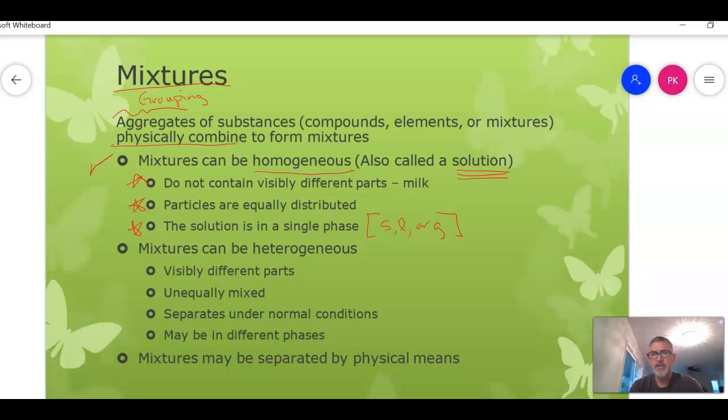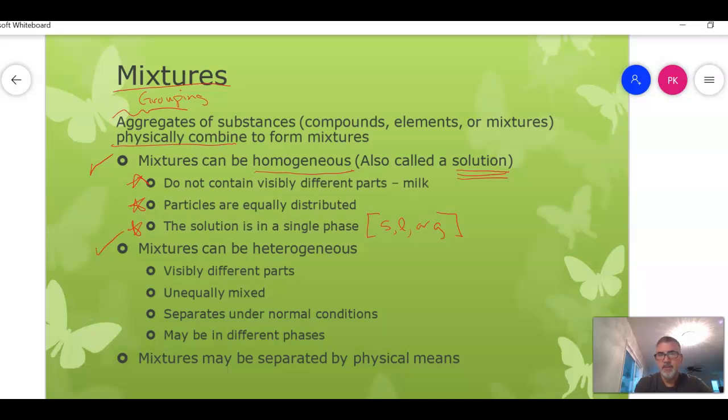So it has to be a single phase. If we have a mixture of metals, it's called an alloy. And that alloy looks like a piece of metal. It doesn't separate. It's in a single phase. It's solid. The gas around you, the air, is a mixture, right? It's a solution of gas.